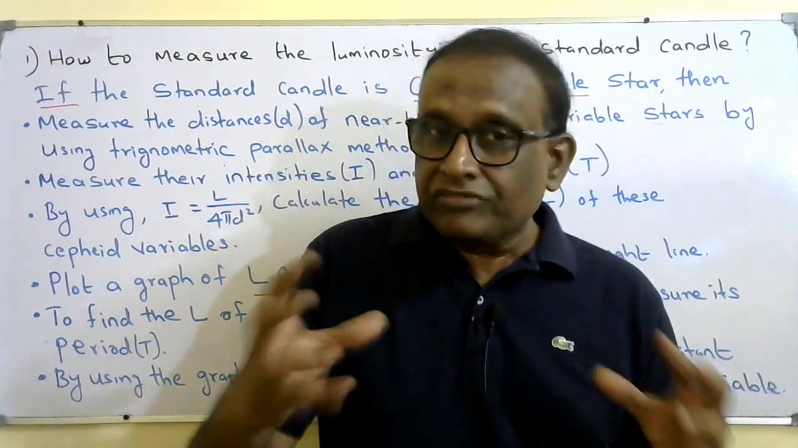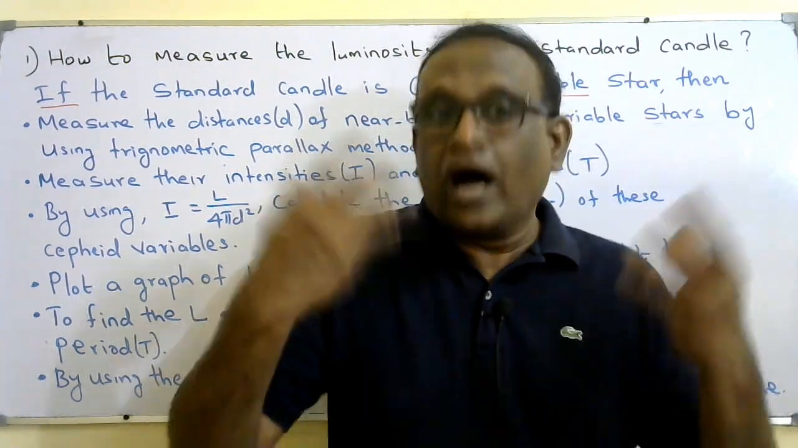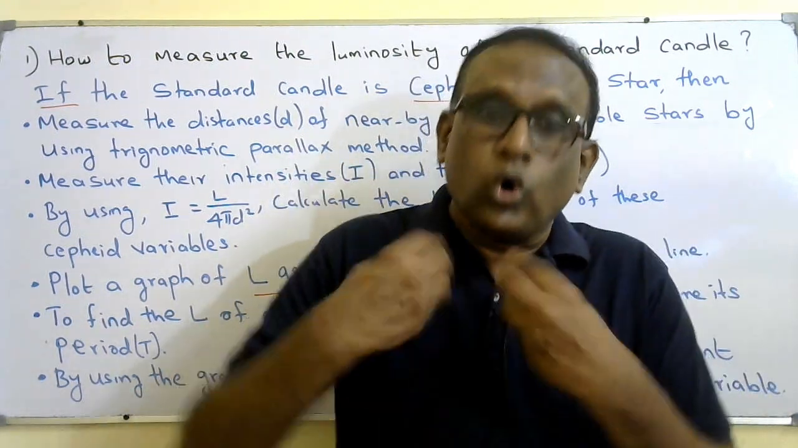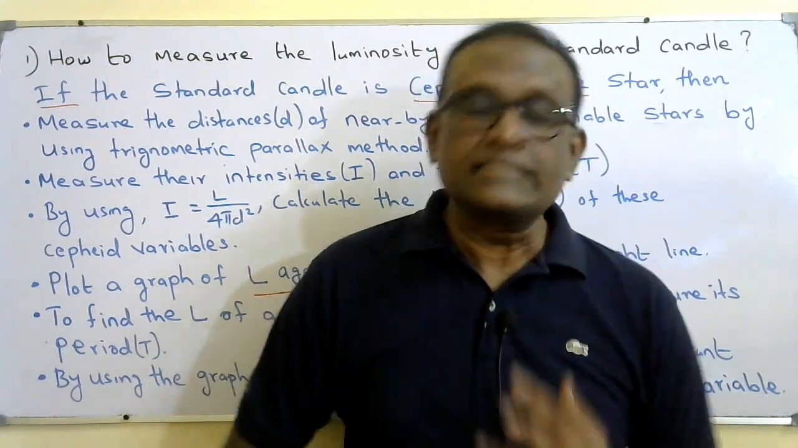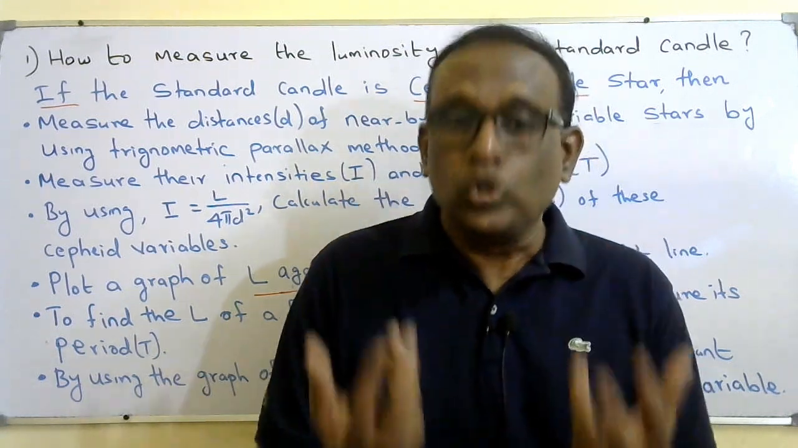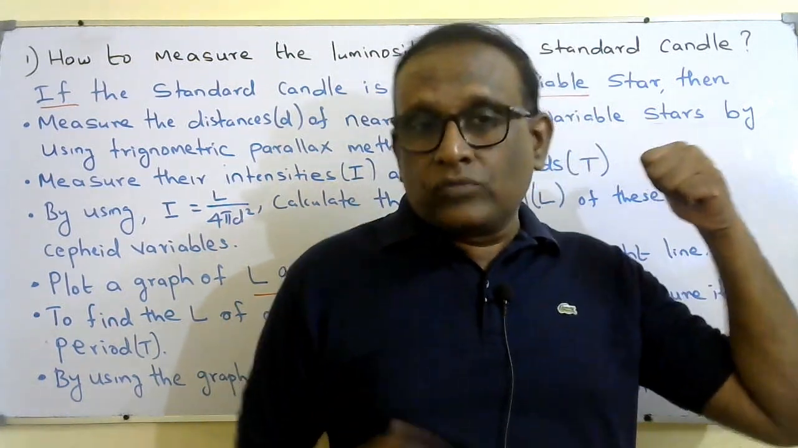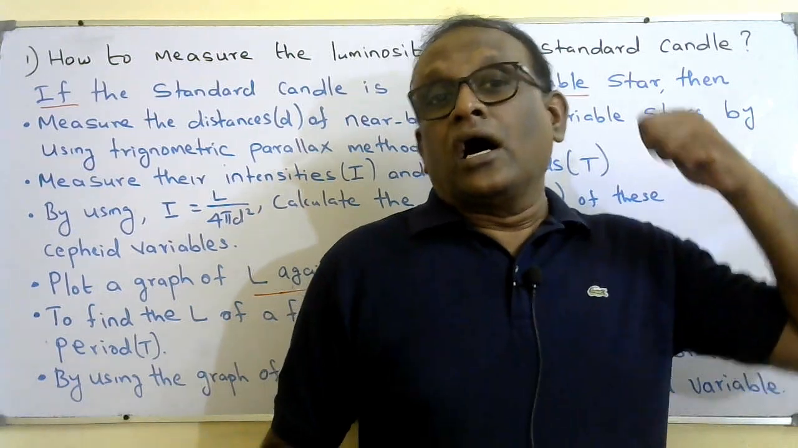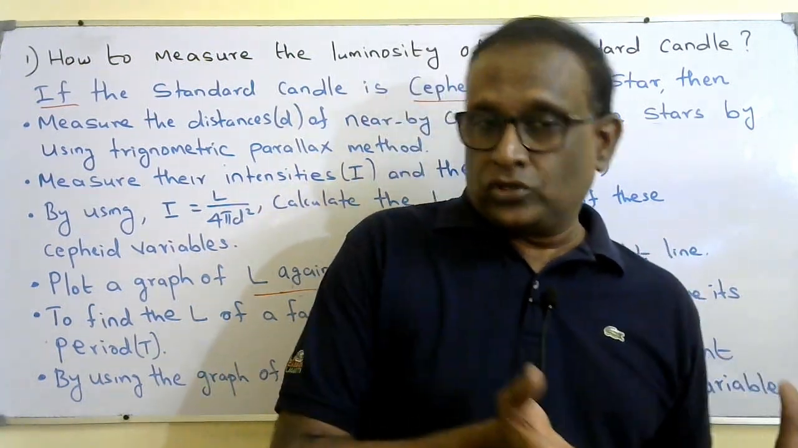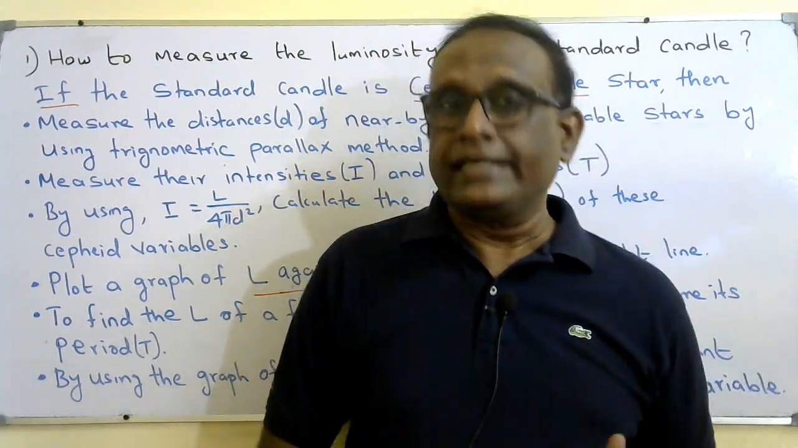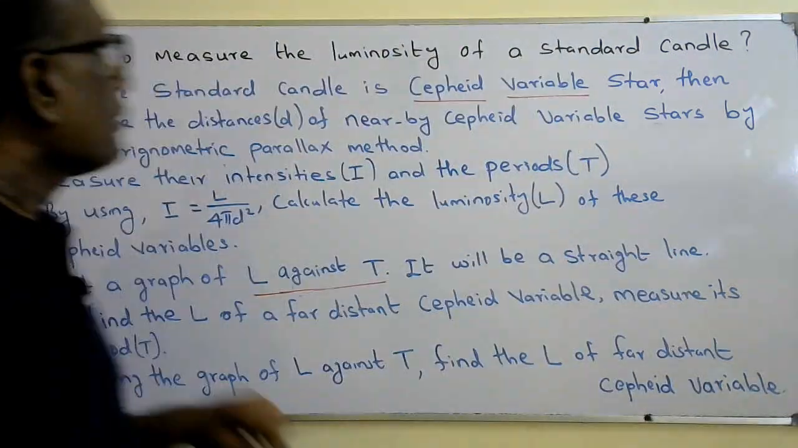So like that, different astronomical objects are there. They have their own intrinsic properties. We need to use their own intrinsic properties to measure their luminosity. This is the detailed one in your syllabus for the Cepheid variable if you use it as a standard candle. But type 1a supernova is not in your syllabus. I don't want to go into detail about it. But the question is very general.